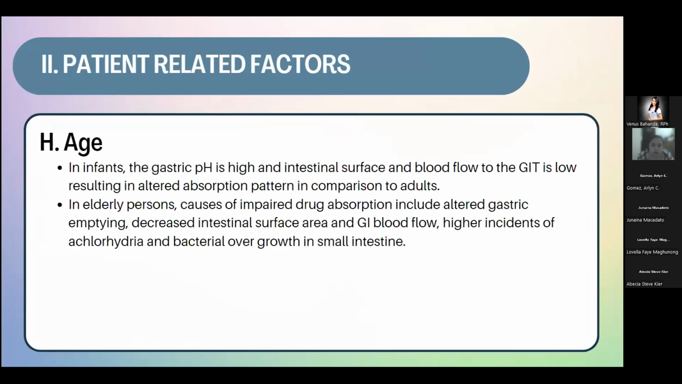And then we have the age of the patient that can affect it. So in infants, the gastric pH is high and intestinal surface and blood flow to the GIT is low, resulting in altered absorption pattern in comparison to adults. In elderly persons, causes of impaired drug absorption include altered gastric emptying, decreased intestinal surface area, and GI blood flow. Higher incidence of achlorhydria and bacterial overgrowth in the small intestine.